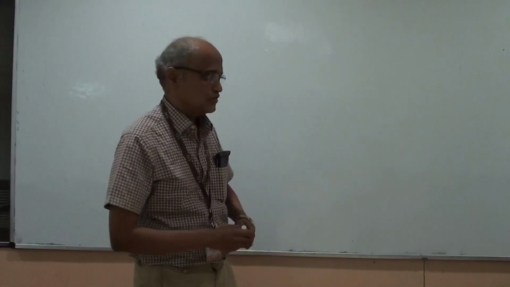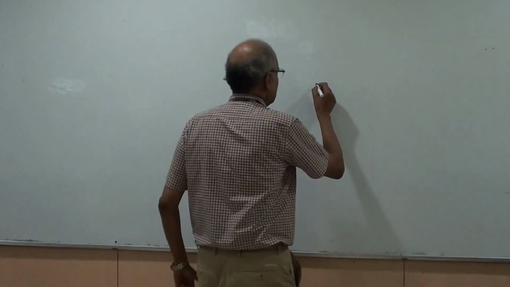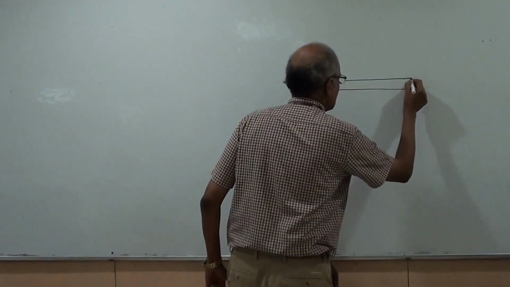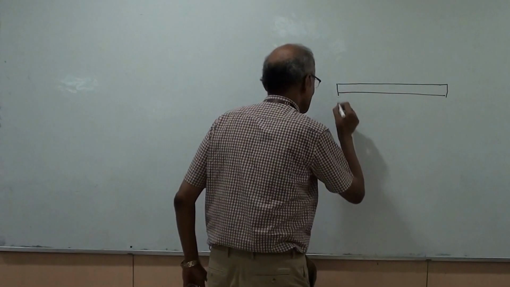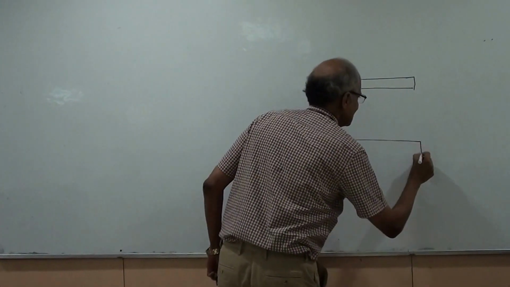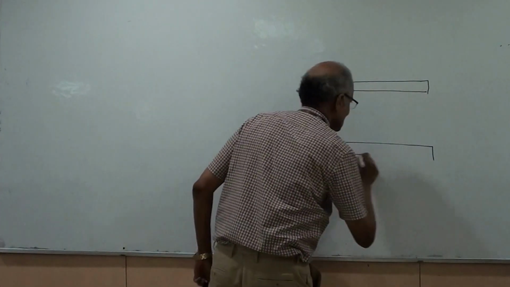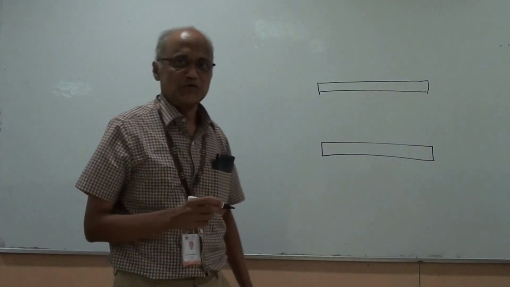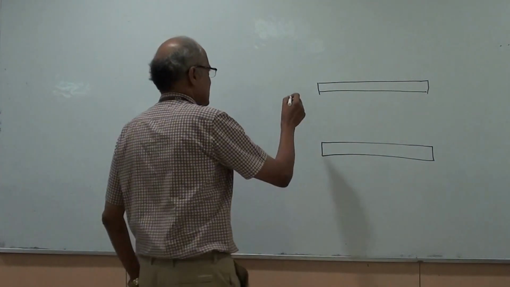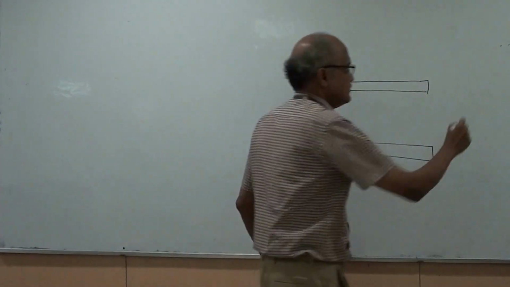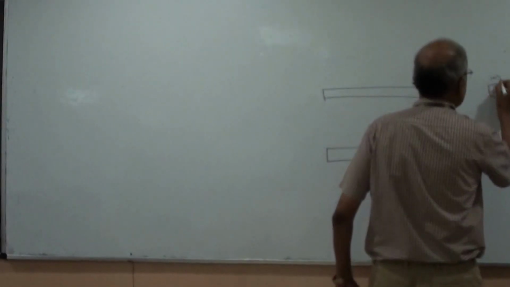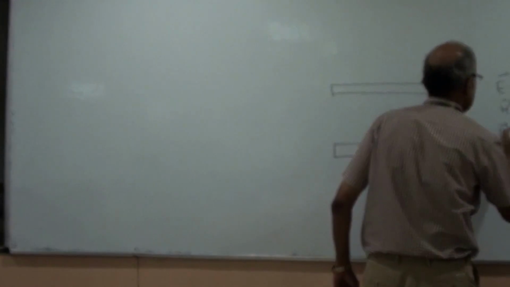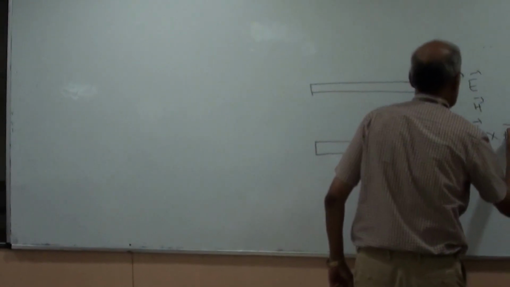I'll explain this shortly. Now let us take two parallel conductors. Electric energy is always transmitted through electromagnetic fields, and electromagnetic fields need an electric field E and a magnetic field H, and the direction of power flow will be E cross H.